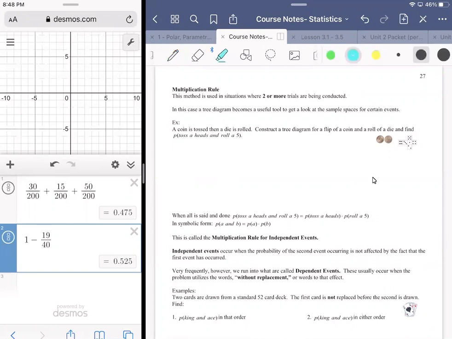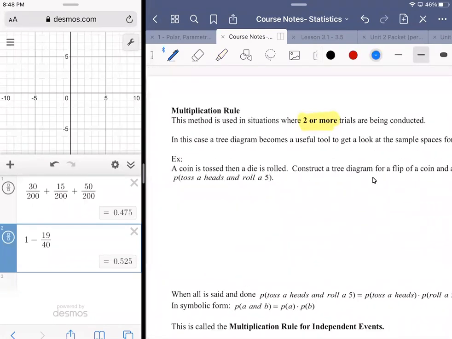So if you have 2 or more trials, we use what's called the multiplication rule. Okay. That's the key ingredient there. So multiple events means multiplication. It's as simple as that.